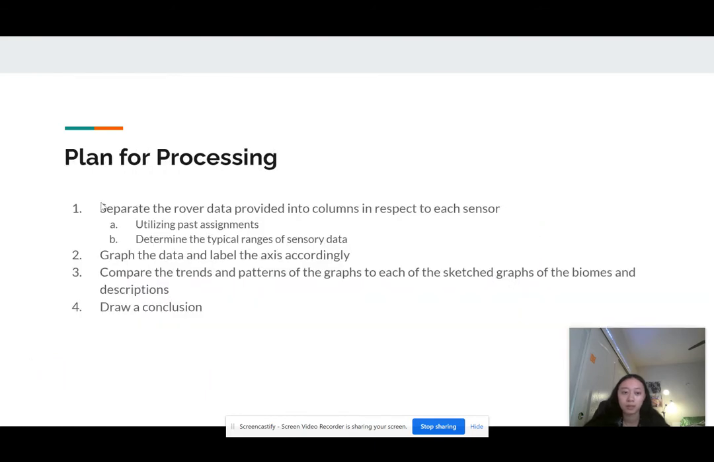The plan for processing. Step 1, I separated the rover data provided into columns in respect to each sensor. And I did this by utilizing past assignments in order to determine the typical ranges of sensory data and its patterns. Step 2, I graphed the data and labeled the axes accordingly based off the sensors. In step 3, I compared the trends and patterns of the graphs from the rover data to the sketch graphs of each biome, and also referenced the descriptions provided from PLTW. Lastly, I drew a conclusion from my comparisons.